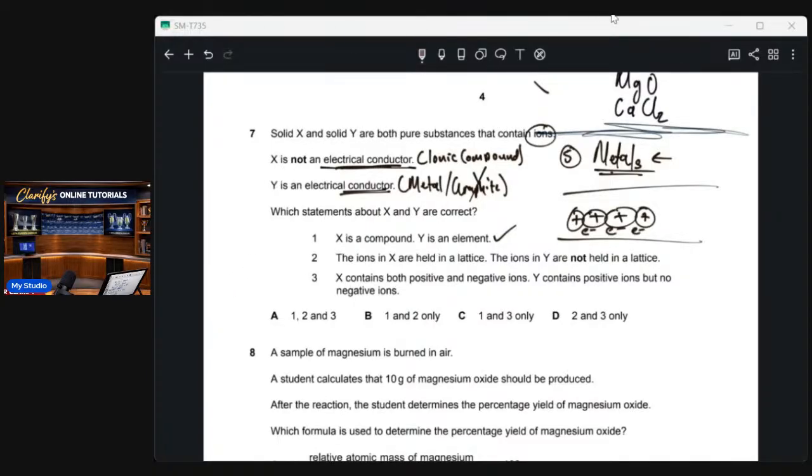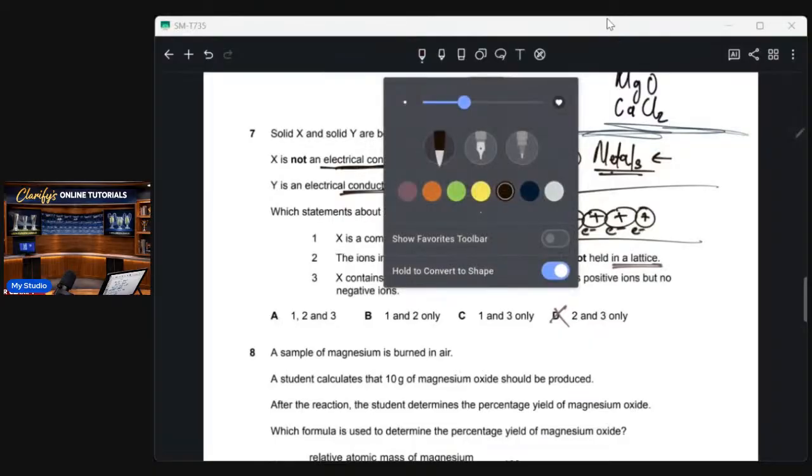So what are we saying here? Statement 1 sounds correct. So if there is no 1, then you are out. We are left with A, B, and C. The ions in X are held in a lattice. The ions in Y are not held in a lattice. Well, they're saying that in a metal the ions are not in a 3D structure.